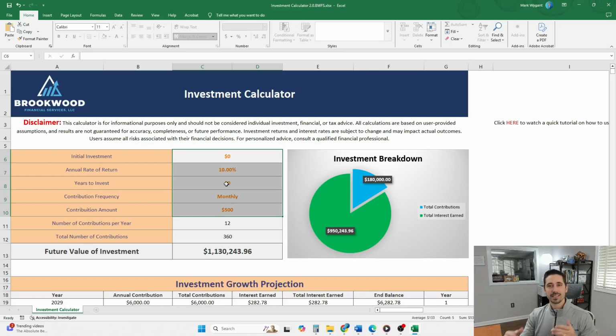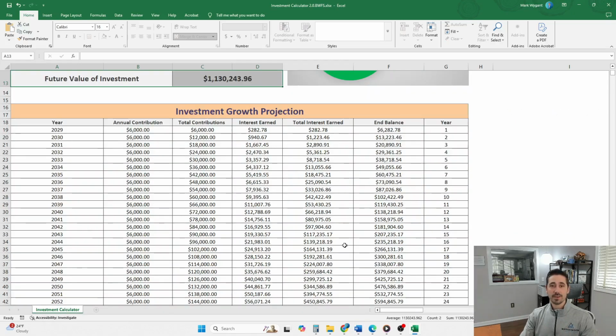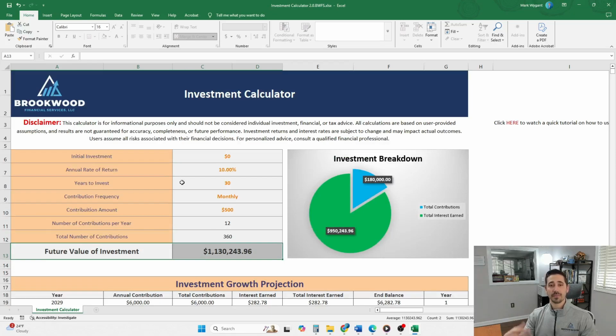But at the end of the day, this calculator would be used for something like, hey, I'm just starting out investing. I want to see if I put $500 away in an investment every single month for 30 years at 10%, what would that be worth 30 years from now? And that's what this number is here. It spits out this number. We'll talk about some of the graphics over here and this investment growth projection table as we get going.